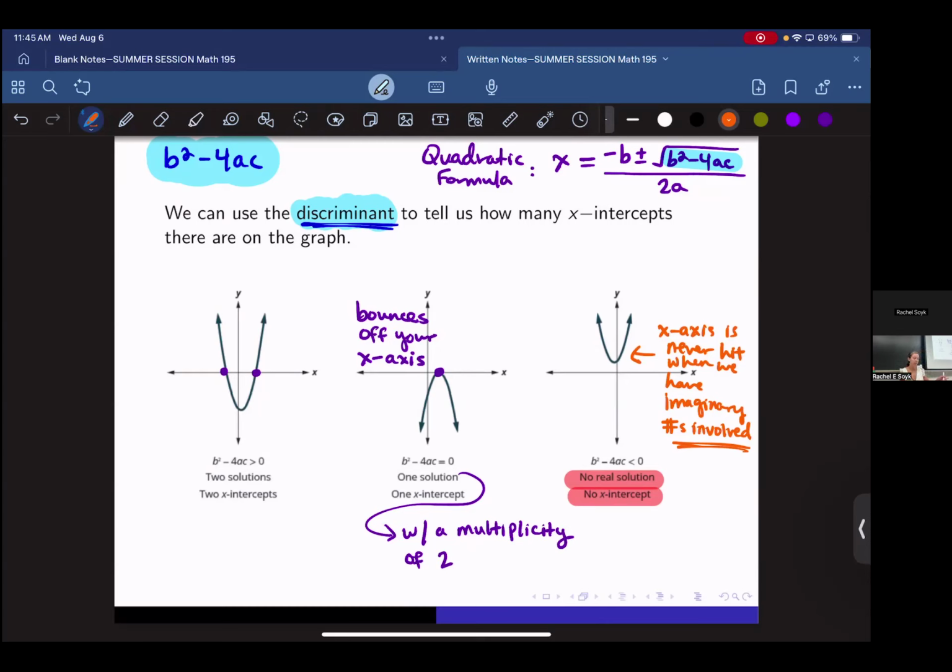Questions at all? Again, these are our three cases, case 1, case 2, case 3.